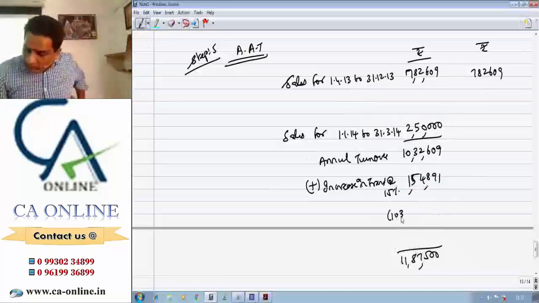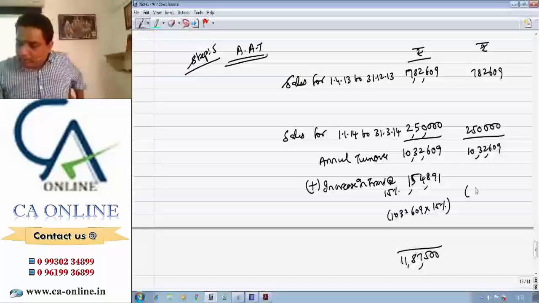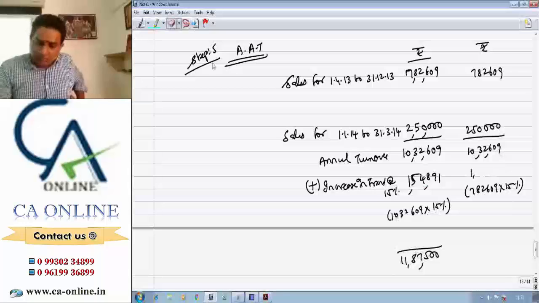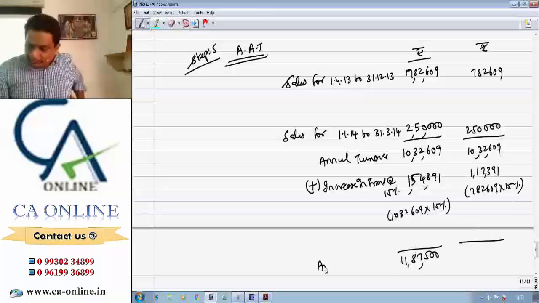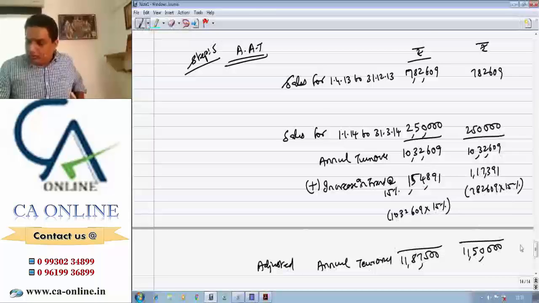It is 10,32,609 into 15%. You take the same problem, 10,32,609, but when you apply trend, you apply only for 7,82,609 into 15%, which is 1,17,391, so that you will get, sorry, this is adjusted annual turnover 11,50,000.